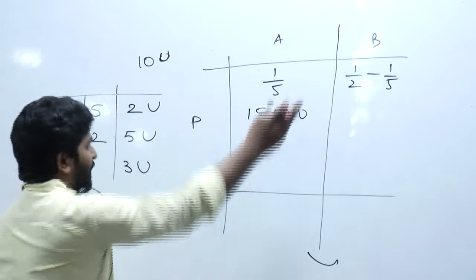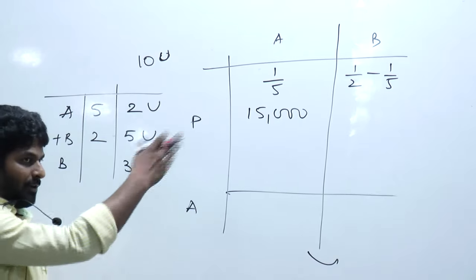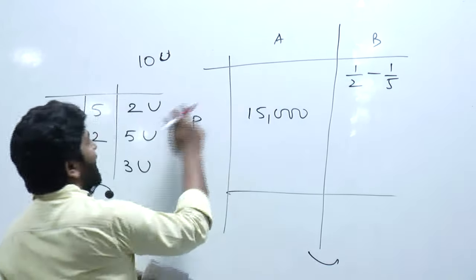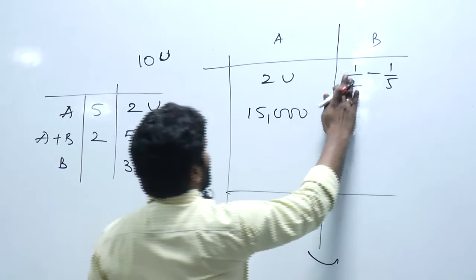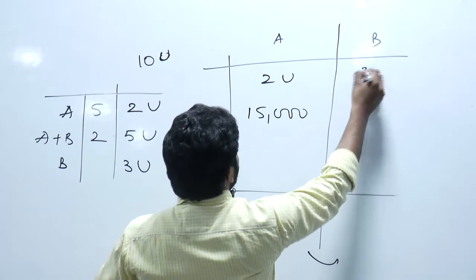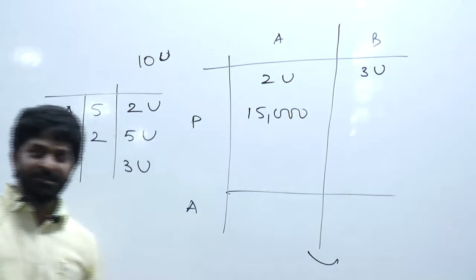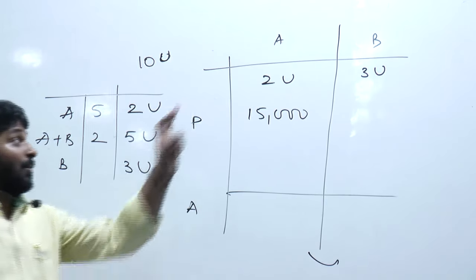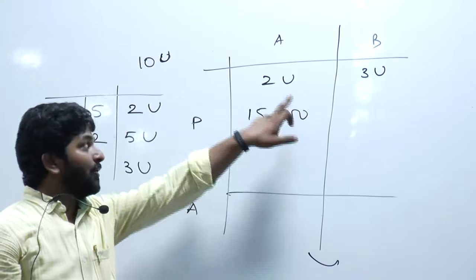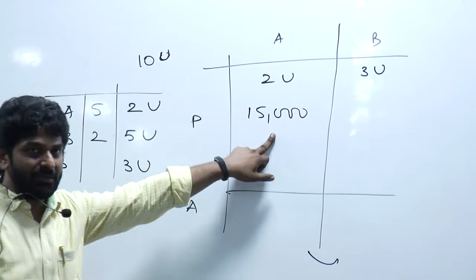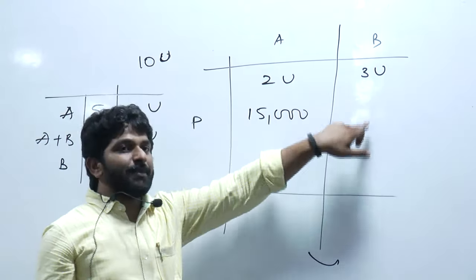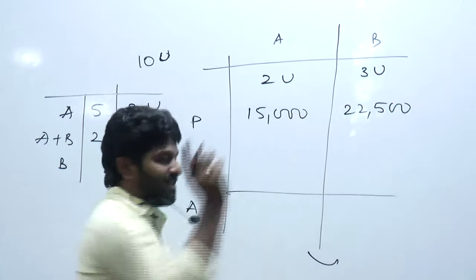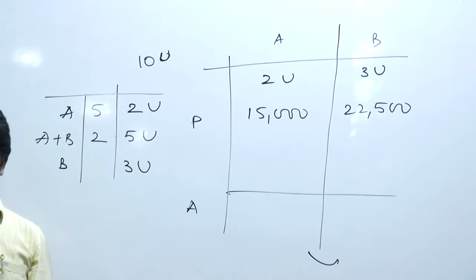Or else take 1 day work. Either this or that. It's up to you. So A is doing 2 units of work. In the same time B is doing 3 units of work, which is their efficiency. Salaries should be divided among their efficiency ratio. So 2 units is equal to 15,000. Then 3 units becomes 22,500. So B must receive 22,500 rupees.